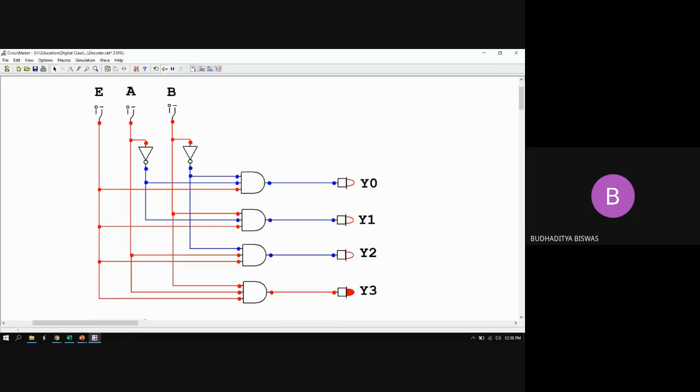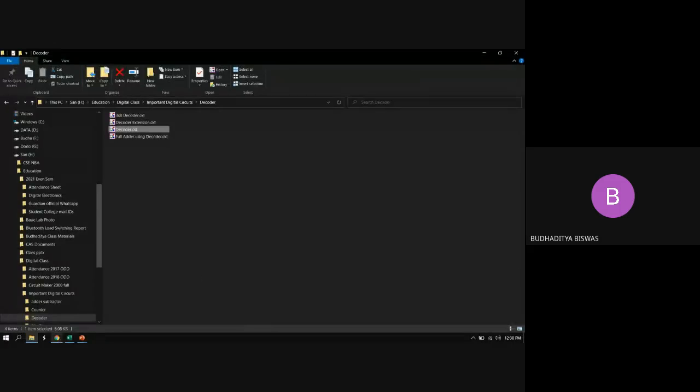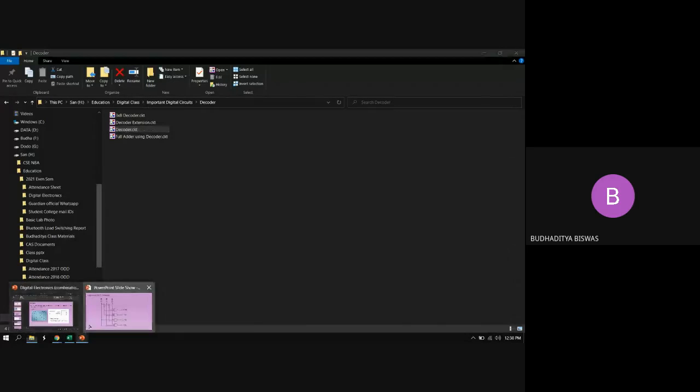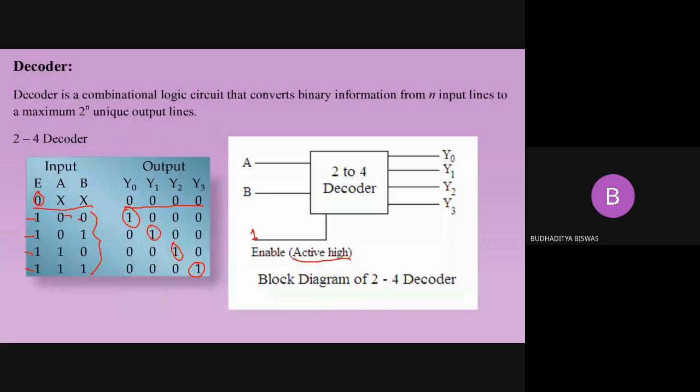Okay. Now, why is the decoder used? What is the purpose of the decoder, or what is the application of the decoder? The application of the decoder is that it decodes the information in the input lines. Now suppose three digital input lines are coming to a particular circuit. That means three variables are connected to a particular circuit. So how many possible combinations may be there?